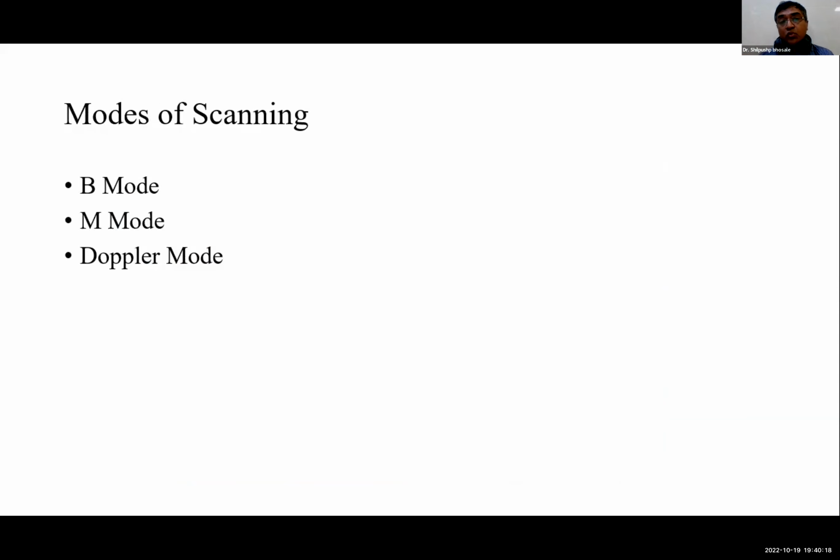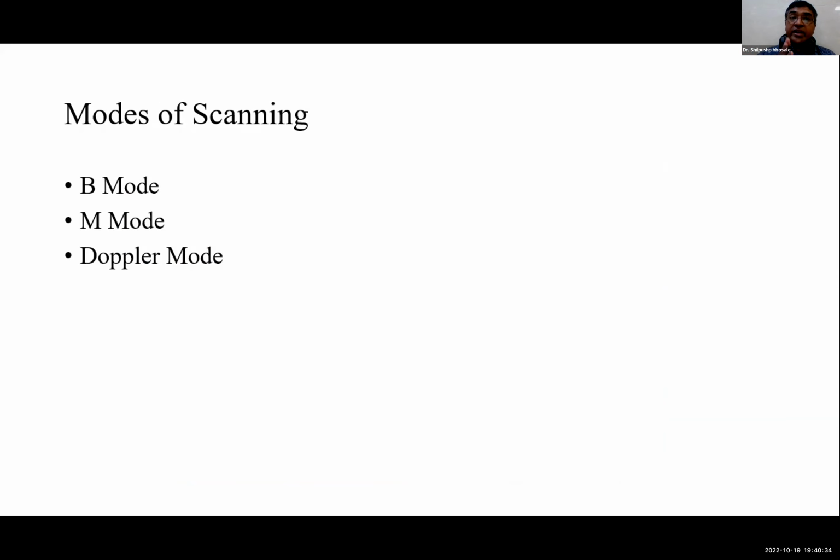Then the next thing that you have to know is mode of scanning. So mode of scanning, there is B mode, or the brightness mode. We normally call it the 2D mode. So it is only giving you an image in grayscale. Then you have the M mode. M mode is the motion mode.